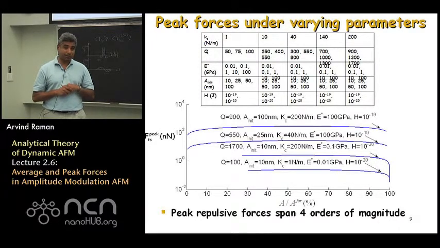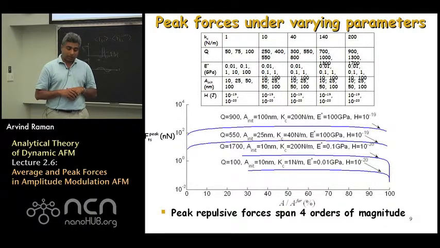All these different numbers, when one does different simulations, are plotted on a log scale along the y-axis below, the peak repulsive force that's encountered, and along the x-axis is plotted the amplitude ratio, where amplitude ratio equal to 100% means we're just starting to engage the sample, and as you move in to 50%, you're reaching 50% set point and coming closer to the sample.